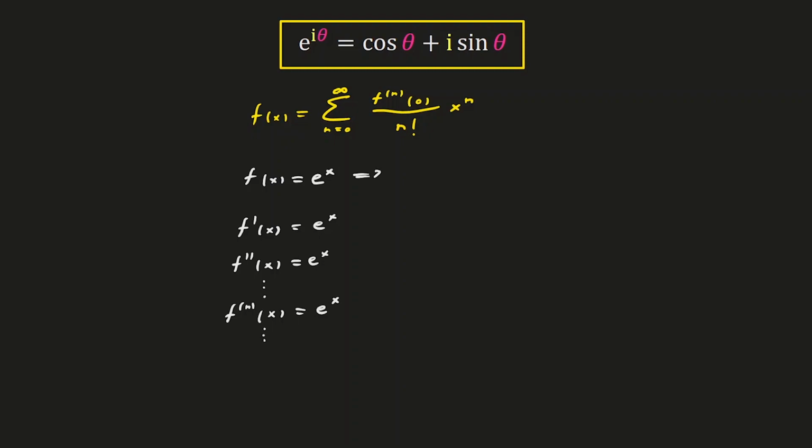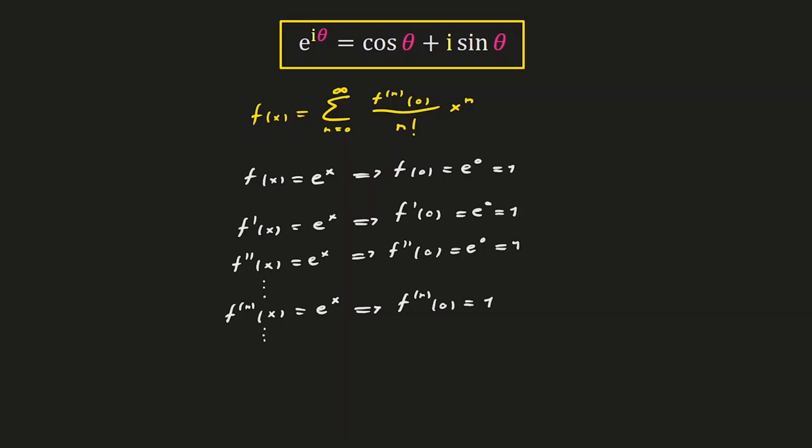Now let's evaluate this at x equals 0. So f of 0 is just e to the 0, that is 1. And the same thing for the first derivative. f prime of 0 is just e to the 0, that is 1. So the second derivative of our function at x equals 0 equals e to the 0, that is 1. And in general, for the nth derivative of e to the x at x equals 0, we get 1.